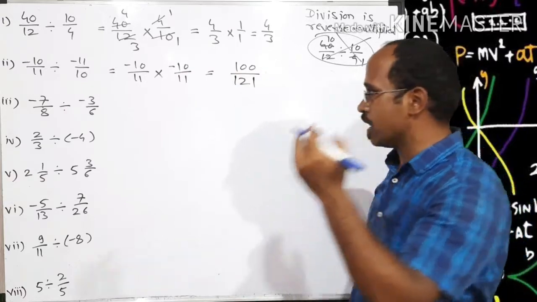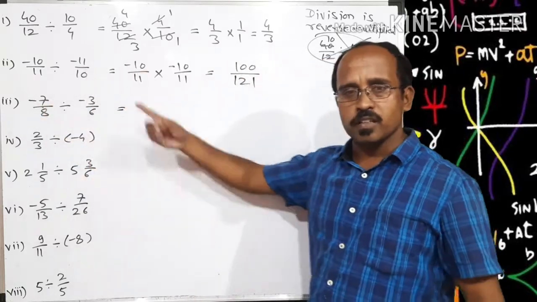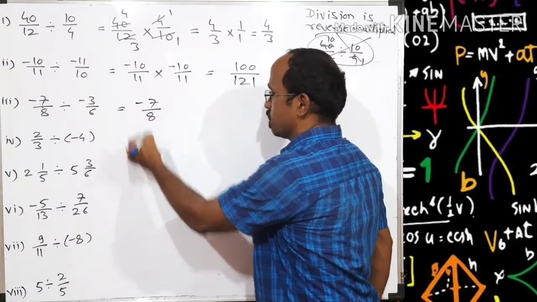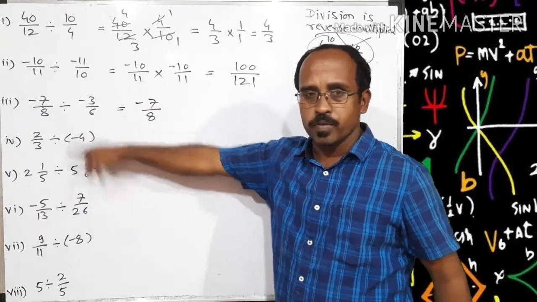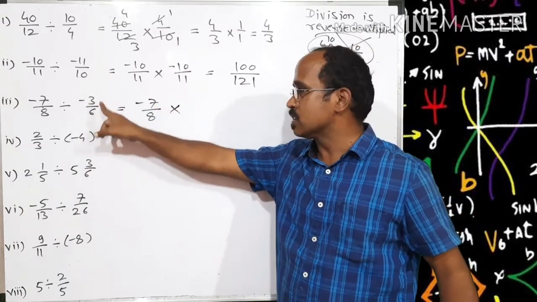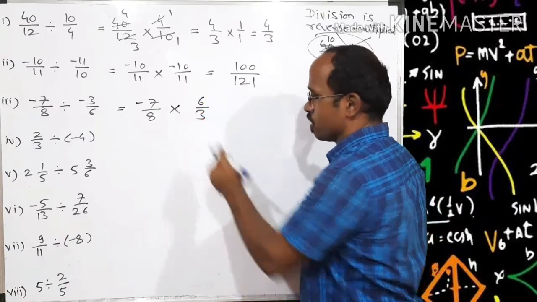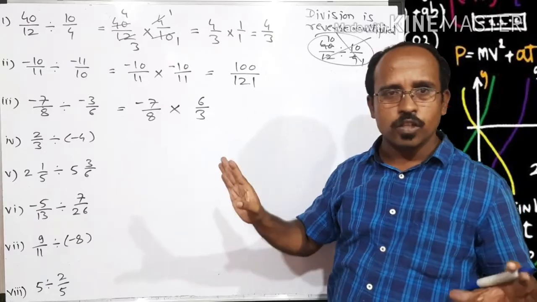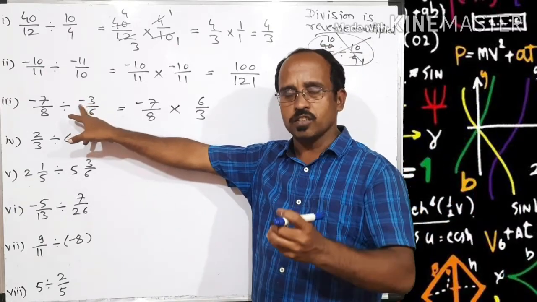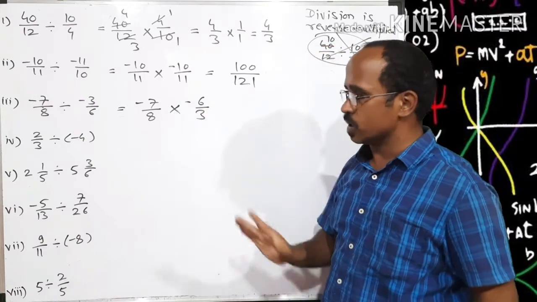Okay friends, let us see the next example: minus 7 upon 8 divided by minus 3 upon 6. Write the first fraction as it is, minus 7 upon 8, and instead of division, multiply by the reciprocal of the second. The second is minus 3 upon 6. Write its reciprocal as 6 upon 3. The good news is that in fractions we can keep the integer's symbol with the numerator itself. So we can directly say it as minus 6 upon 3.